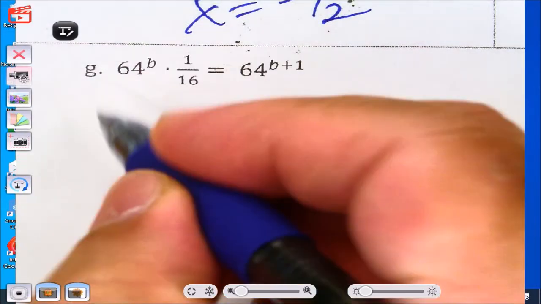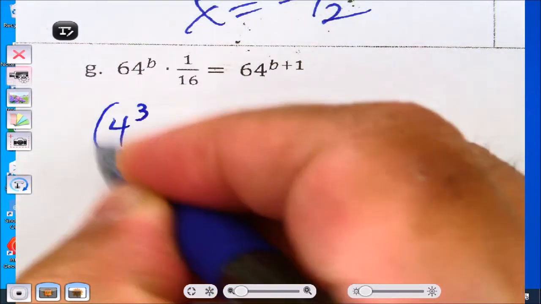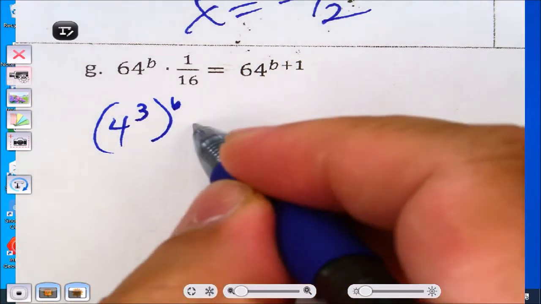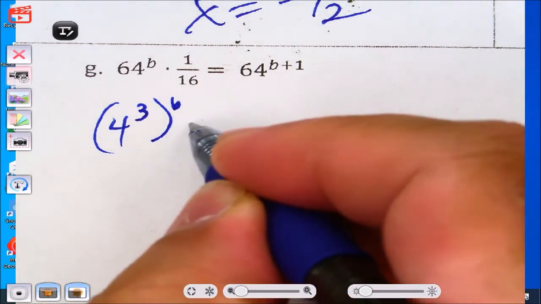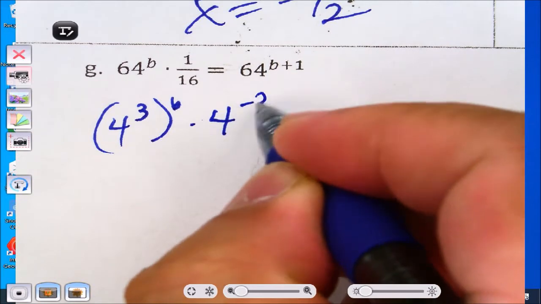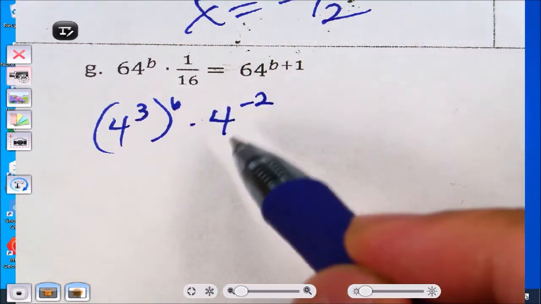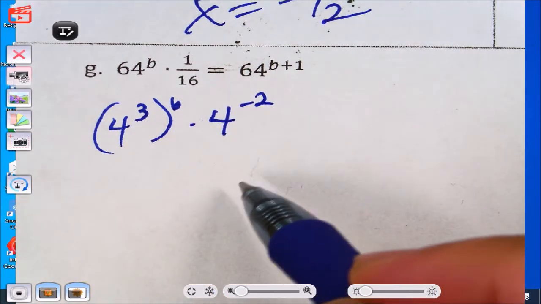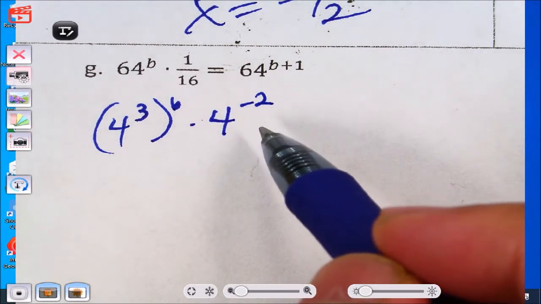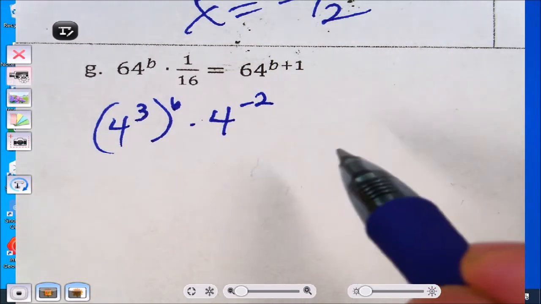Okay? So that will be 4 to the third raised to the b. And the 16, I'm going to write it as 4 to the negative 2. Remember 16 was 4 squared, but because it's a fraction, I'm putting a negative number in the exponent and writing it without the fraction.